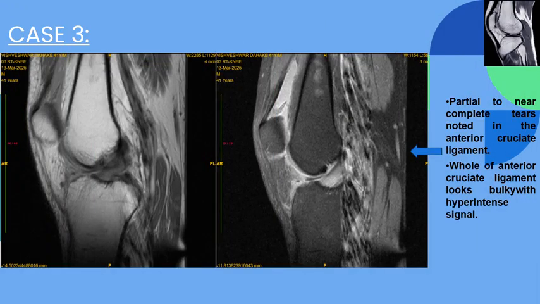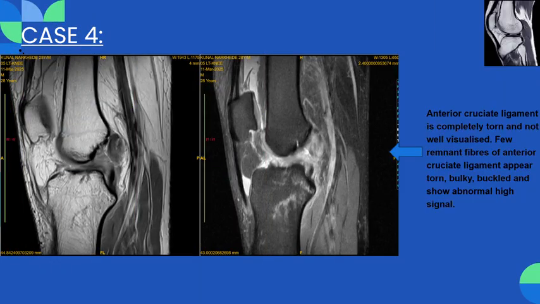Then the case 3, a 41-year-old male came to a hospital with difficulty and pain while sitting and walking since 2 months in the right knee. After the MRI was done, it showed partial to near complete tears in the anterior cruciate ligament, in which the whole of the anterior cruciate ligament looks bulky with hyperintense signal.